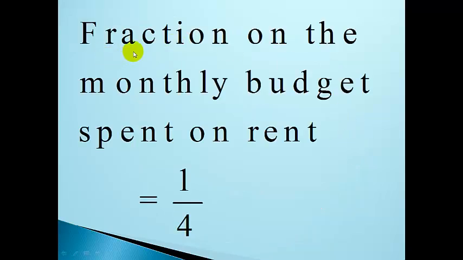Now, when you calculate the fraction of the monthly budget spent on rent, the answer is 1/4. So for your exercise, you are supposed to find out how we arrived at the answer 1 divided by 4, that is 1/4.